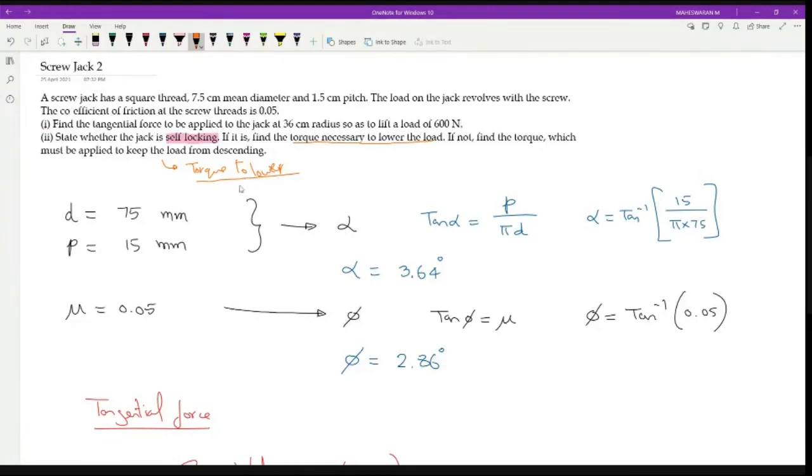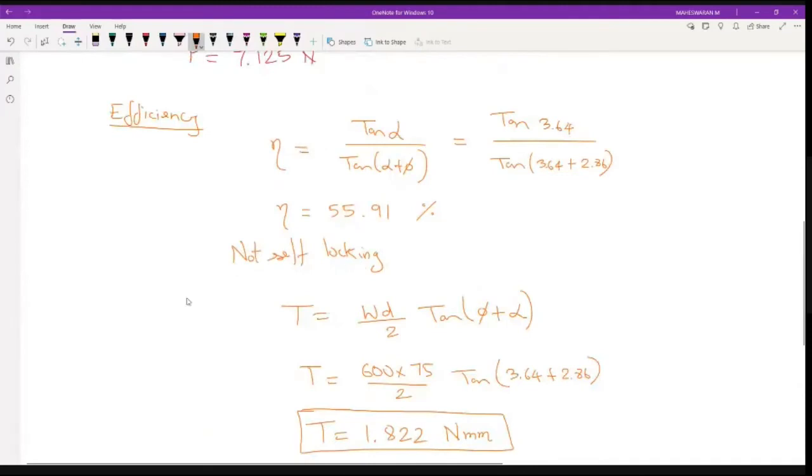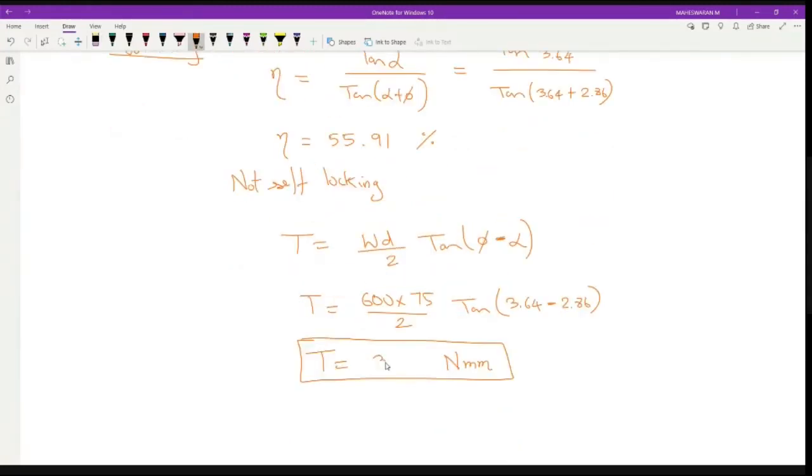So that's the thing. In that case, the formula here, what we solved, I think it is not self-locking. Up to this we completed, right? So here it is phi minus alpha, so this 2 should also be minus. In that case, what is your answer for this? Yeah, it is 306.32 Newton mm. Okay, this is the right answer.